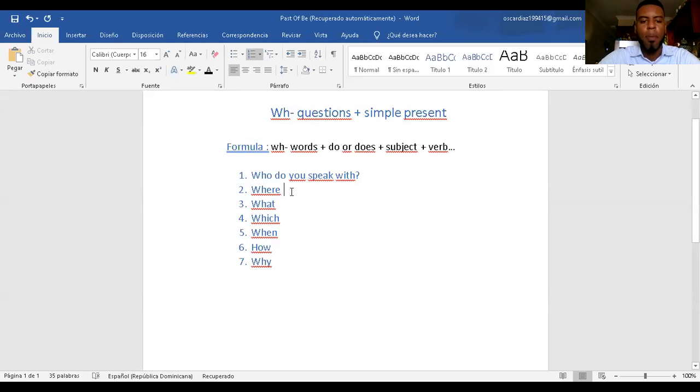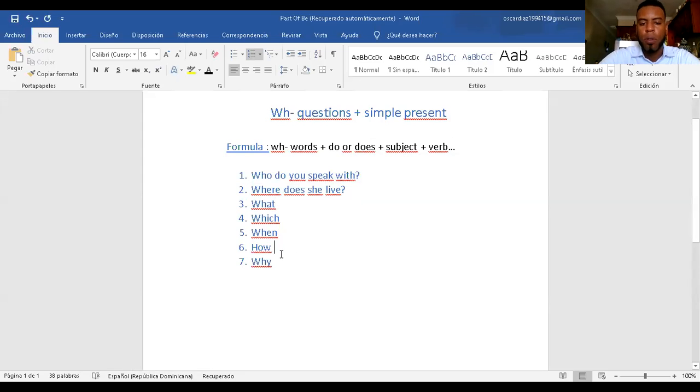Now let's have an example with where for location. Where does she live? As you can see here, we are still following the formula. We have the WH word, where, plus does, as you can see here in the formula, then the subject, in this case she, and the verb. Where does she live?